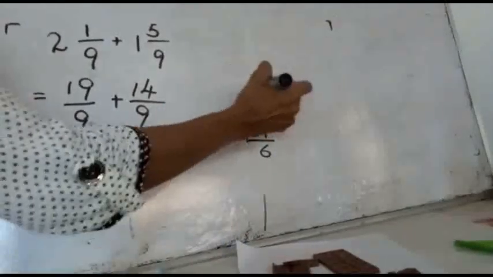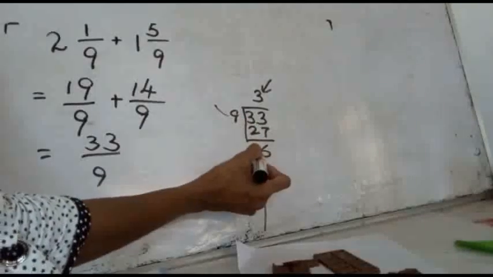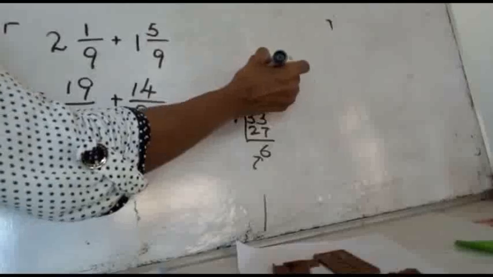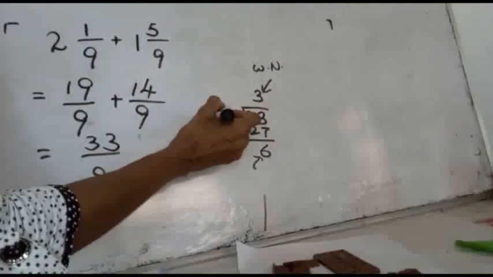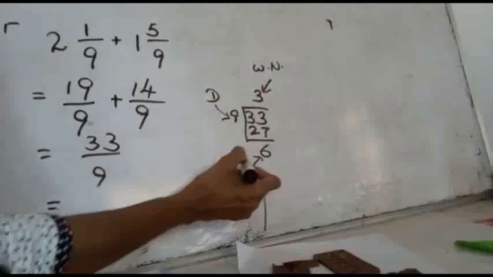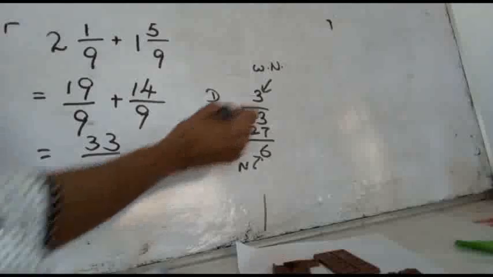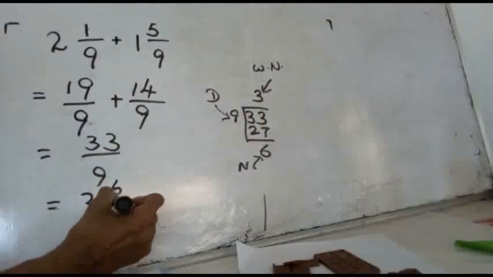Here, whole number, denominator, numerator. 3 is the whole number. 9 is the denominator. 6 is the numerator. Then 3 and 6 over 9.